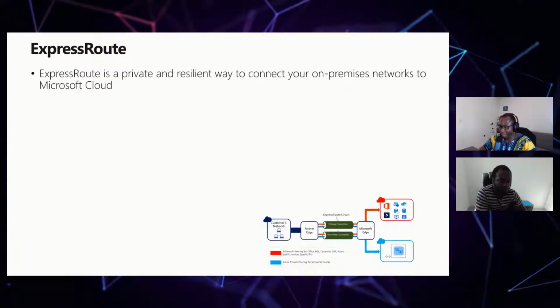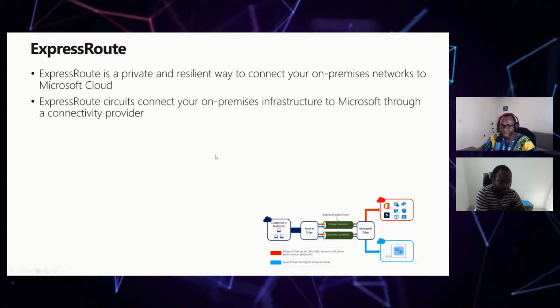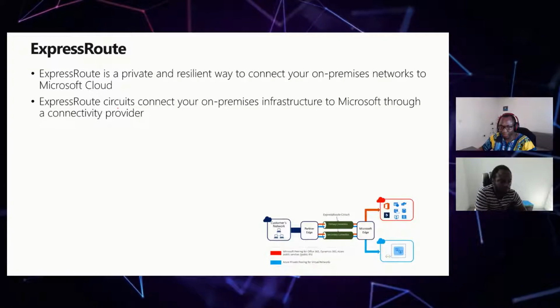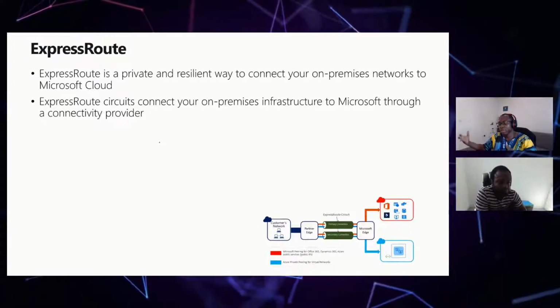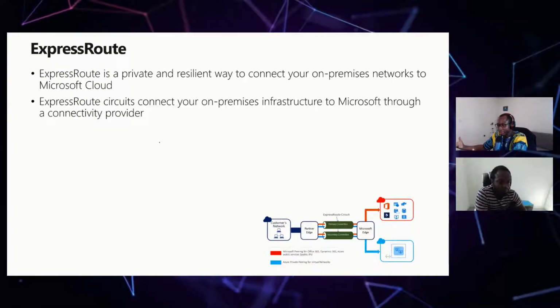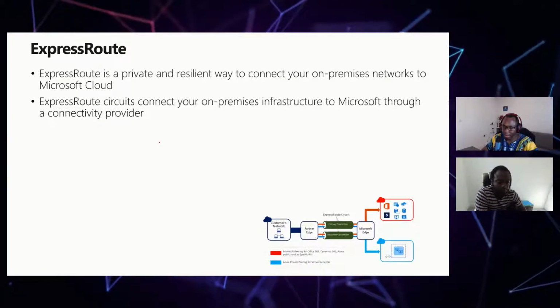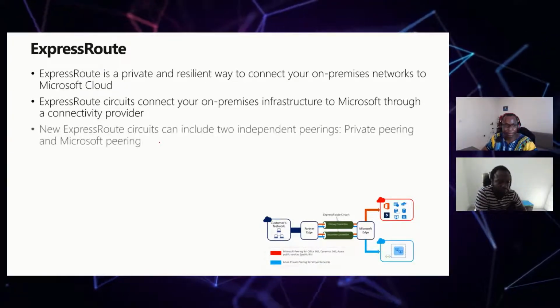However, with ExpressRoute, it relies on a relationship with a connectivity provider, right? We have the connectivity provider that will set up edge routers on their side, and then we can use that to connect to the edge routers on the Microsoft side.